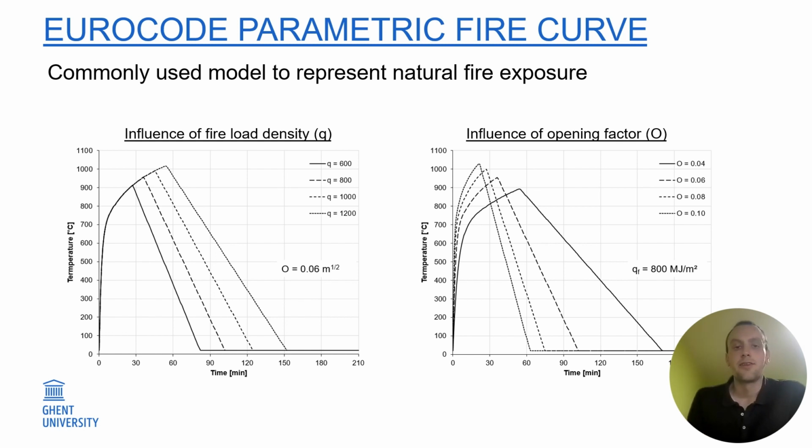But if we look at the mathematical description as it is written down in Eurocode 1, we can see that there are actually only two main input parameters, being the fire load density and the opening factor. And both of them will have a different effect on the curve that we get. Suppose, in this case, that we have a ventilation controlled fire, then the influence of the fire load density will be that we get a longer duration of the heating phase, and also our rate of decay will change. If we look at the influence of the opening factor, we will see that it changes the intensity of the fire, both during the heating phase and during the decay phase.